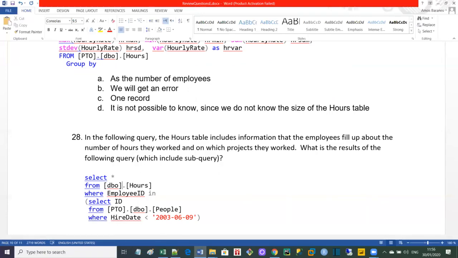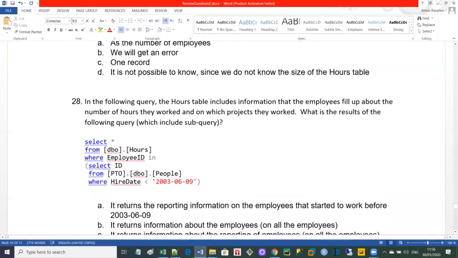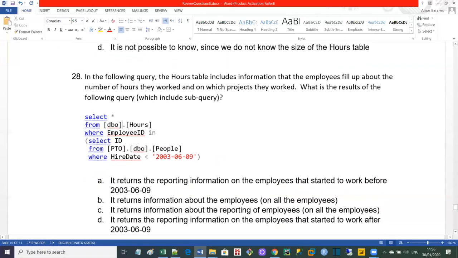Pay attention. The hours table includes information that they fill up about which kind of work they did and on which projects. On the other hand, there's another table here in the query called people, and the people table includes information about the employees. I took it right from the tables we used in class. So those two tables should be familiar to you, okay? Pay attention that this query is a little tricky. I covered it in the introduction to the SQL video.